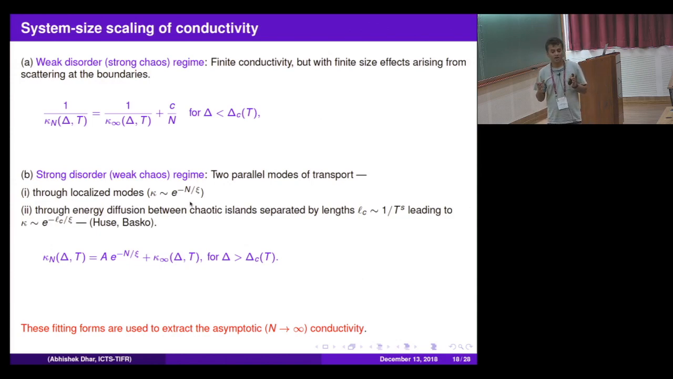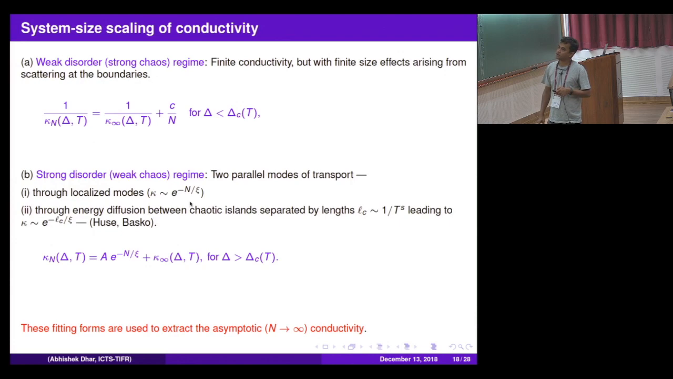On the other hand, for strong disorder, there are 2 parallel modes of transport. Of course, at very low temperatures, we don't have these chaotic islands, and then there is this localized mode which carries energy. The other parallel mode of transport is through these chaotic islands, and then they just add up. If you use this form, then this explains the decay that you see.